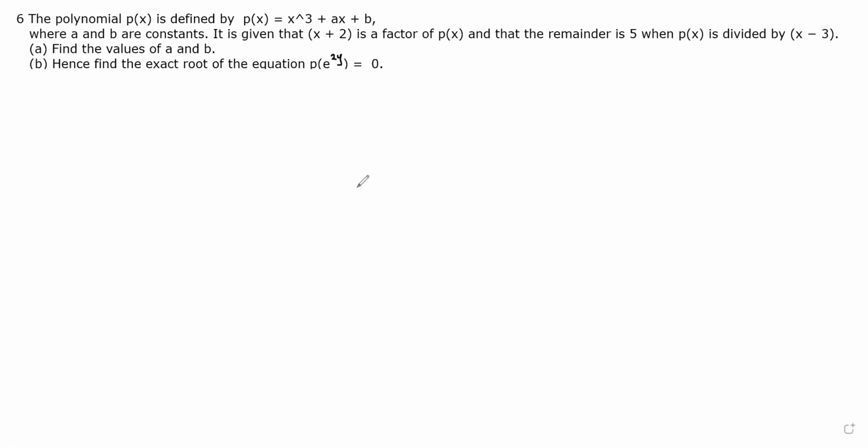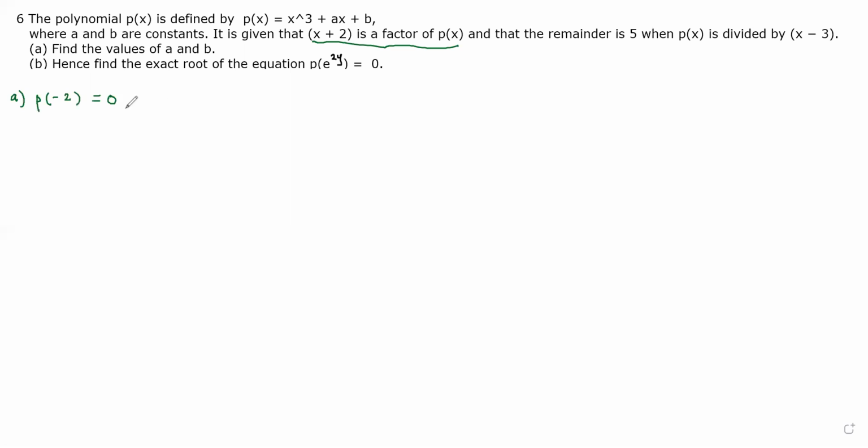The polynomial is defined by p of x equals x cubed plus ax plus b. A and b are constants. It is given that x plus 2 is a factor of p of x. If x plus 2 is a factor of p of x, then p of negative 2 must be 0.